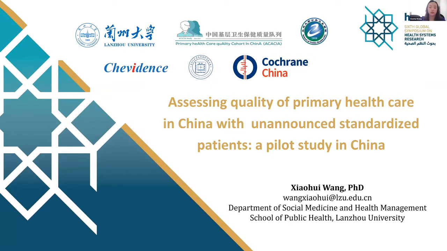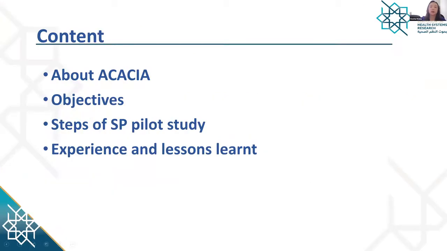To address the session objectives, I would like to share the main steps of a pilot or feasibility study of the large project titled Assessing Quality of Primary Health Care in China with USP. I will go through the details while introducing our teams and working groups, followed by the objectives and the steps we conducted in a pilot study recently. At the end of this presentation, I will share the experience and lessons learned.